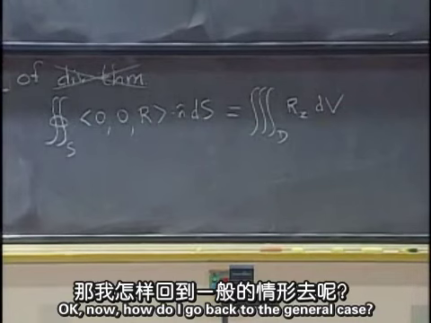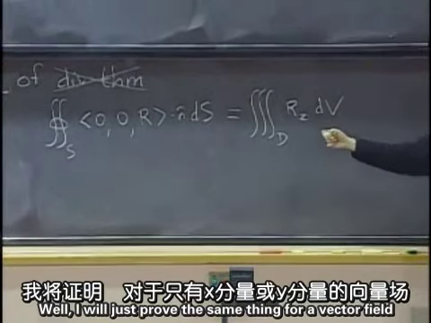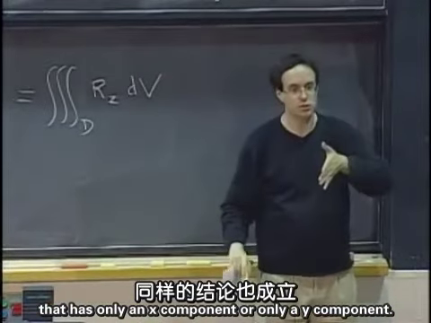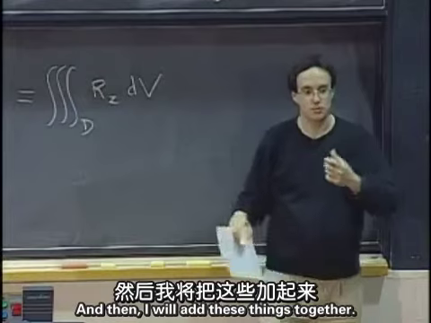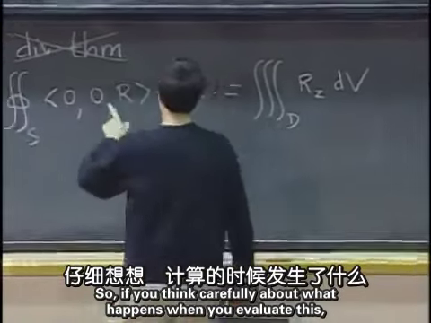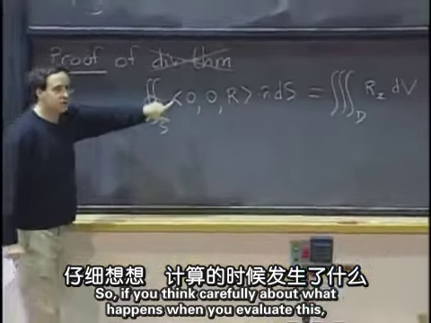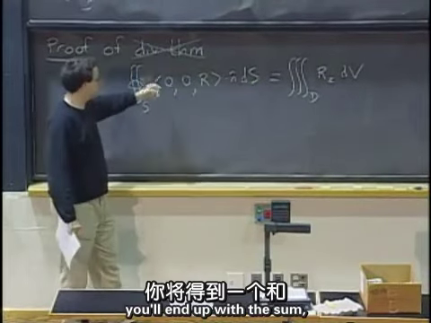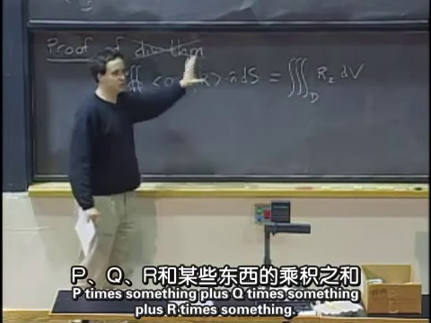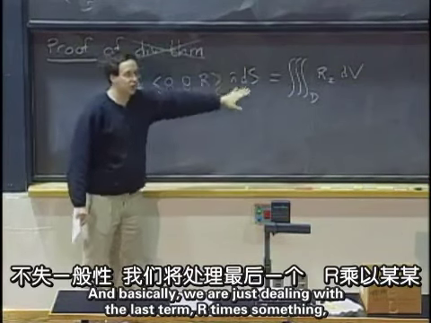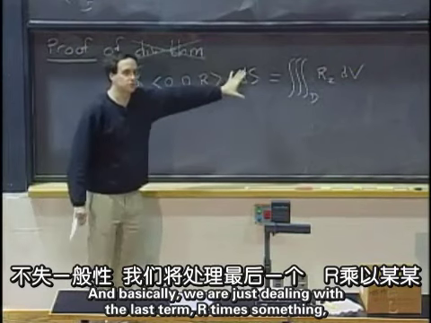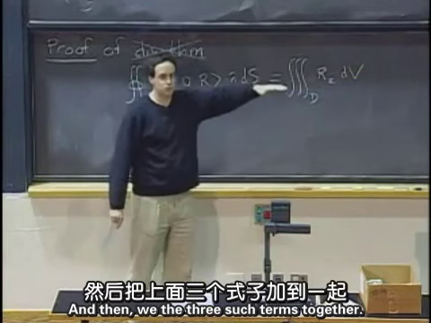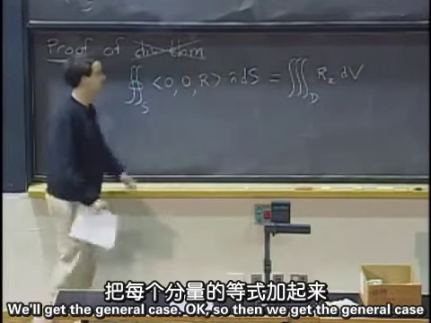Okay, now how do I go back to the general case? Well, I will just prove the same thing for a vector field that has only an x component or only a y component, and then I will add these things together. So if you think carefully about what happens when you evaluate this, you'll have some formula for n dS, and when you do the dot product, you'll end up with a sum: P times something plus Q times something plus R times something. And basically, we're just dealing with the last term, R times something, and showing that it's equal to what it should be. And then with three such terms together, we'll get the general case.